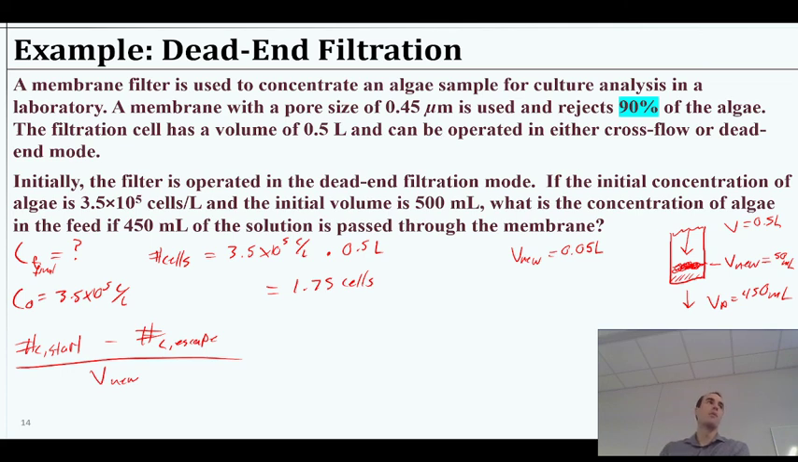So that would be one way to do it, right? You could also just keep it in concentrations and find it that way as well. That'll be our C final, our C in the feed at the final condition, we'll say. Okay, so that means we've got, sorry, I said 1.75. 1.75 times 10 to the fifth cells.